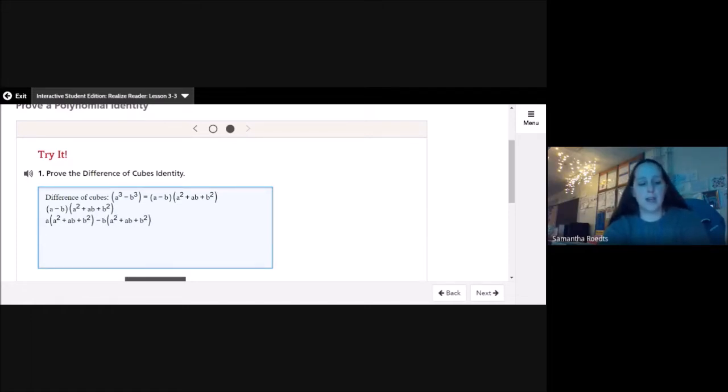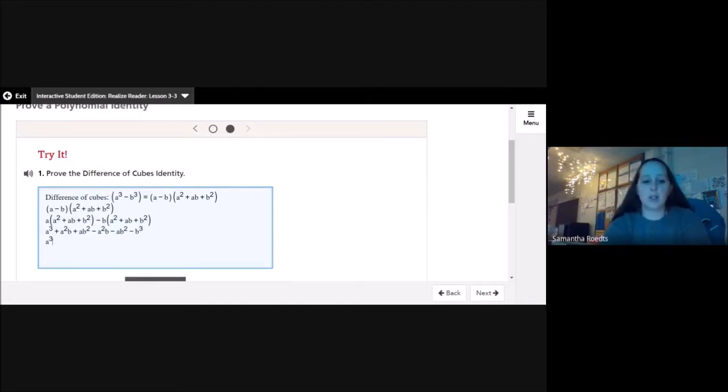So when I do that, I get a times a squared plus ab plus b squared, minus b times a squared plus ab plus b squared. Now I go ahead and distribute. So a times a squared is a cubed. A times ab is a squared b. And then a times b squared is ab squared. And then I have minus b times a squared is a squared b. Negative b times ab is negative ab squared. And then negative b times b squared is negative b cubed, or minus b cubed.